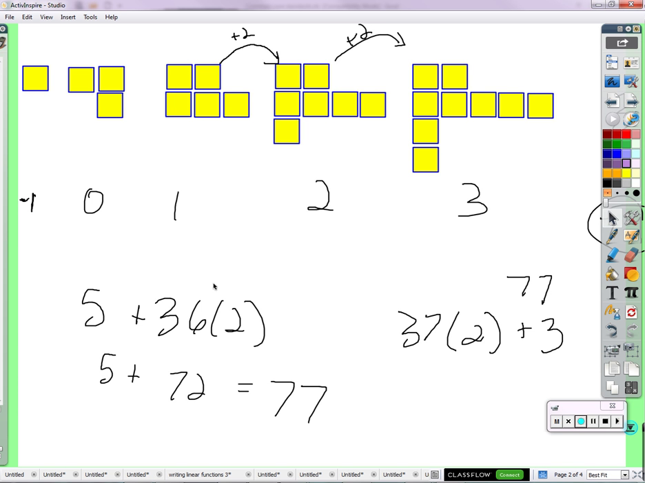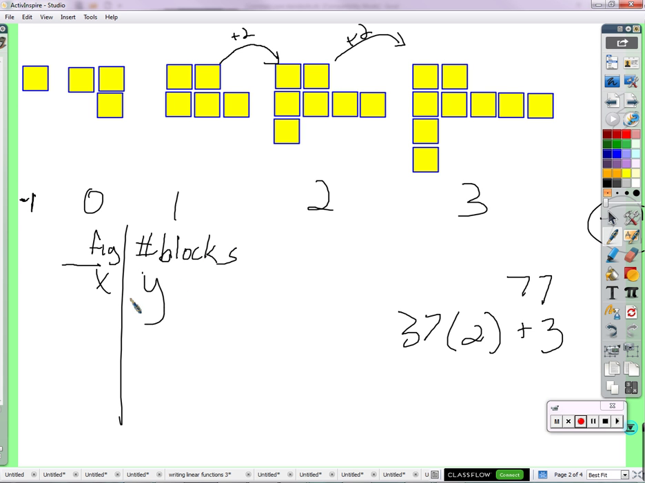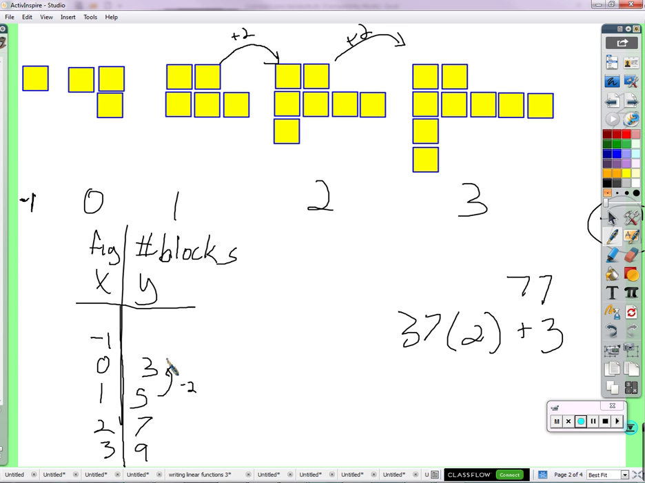Right? Here's a different way to look at it. The figure number we call x. The number of blocks we could call y. Make a table out of it. So figure 1 had 5 in it. Figure 2 had 7. Figure 3 had 9. We back up. Figure 0 has 3. Figure negative 1, we back up 2 from here, we get 1. Back up another 2, negative 1. Figure negative 2 has negative 1 blocks in it.